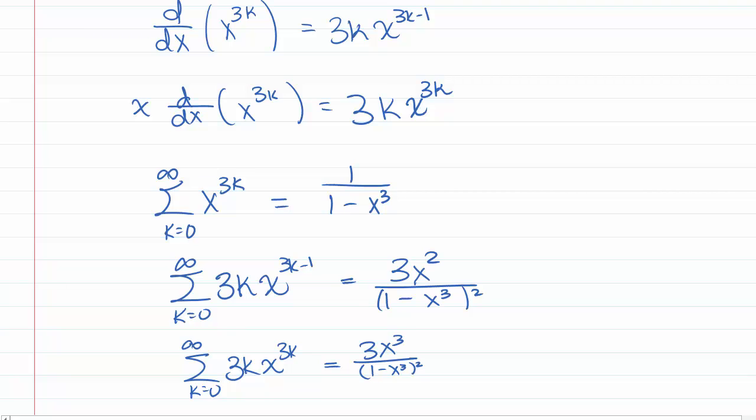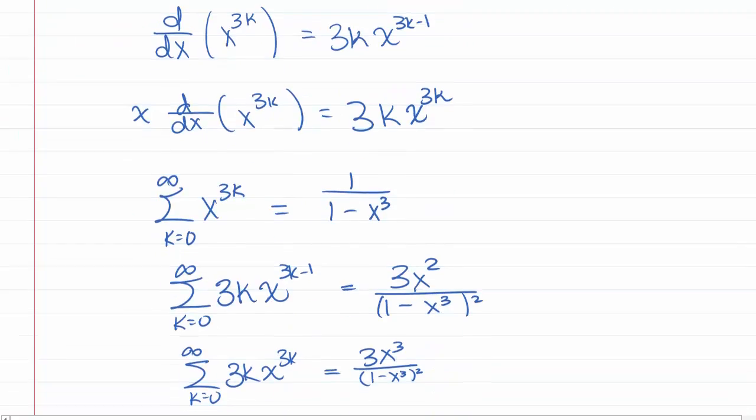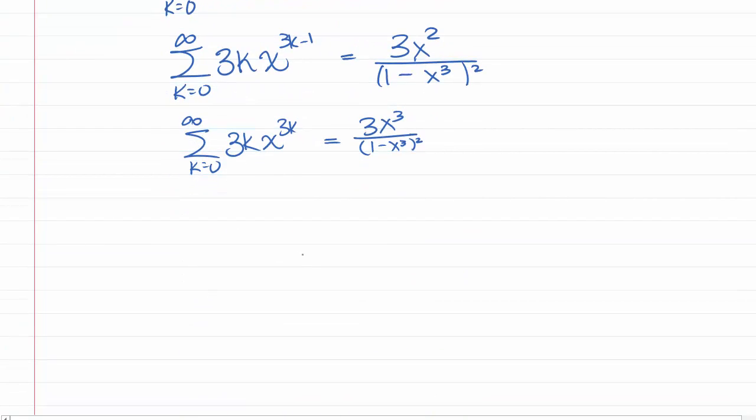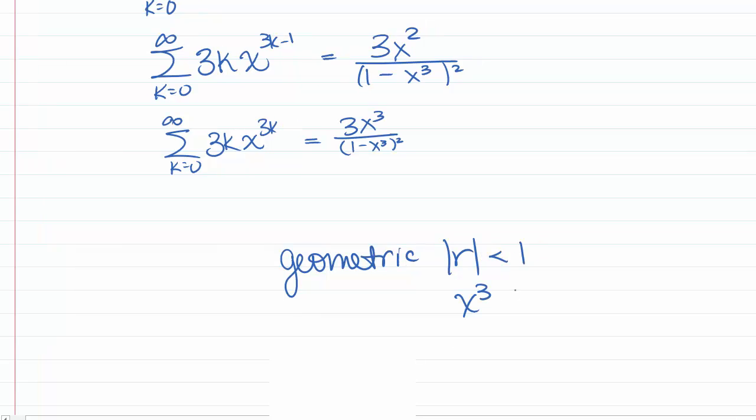Now, of course, we have to worry about the interval of convergence. Remember, this works if the thing we're substituting in is within the interval of convergence. The interval of convergence for a geometric series is the absolute value of r strictly less than 1. We said this was a geometric series with r equaling x cubed. And so we have x cubed, absolute value less than 1, which means x is an absolute value less than 1.